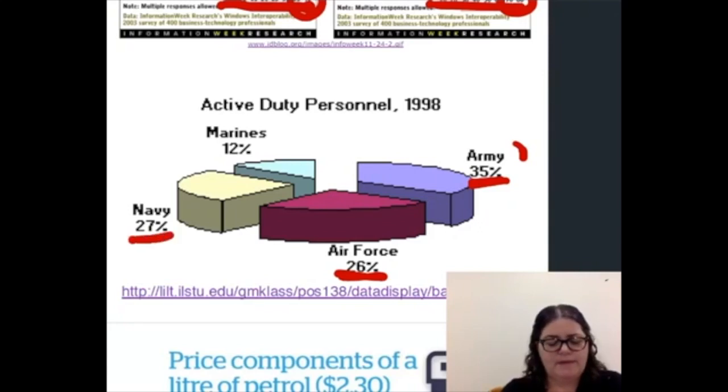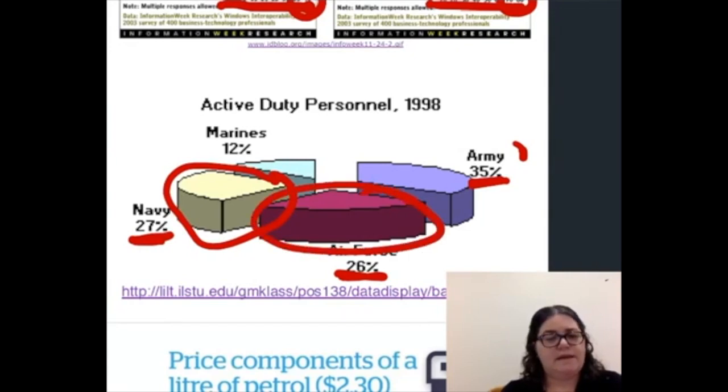Equally, the Navy's at 27%, so this yellow piece there should be of similar size to that Air Force piece, but in actual fact they're not. So this is misleading us. And any kind of three-dimensional graphs are not good, in my opinion, because of the way our brain interprets three-dimensional objects.